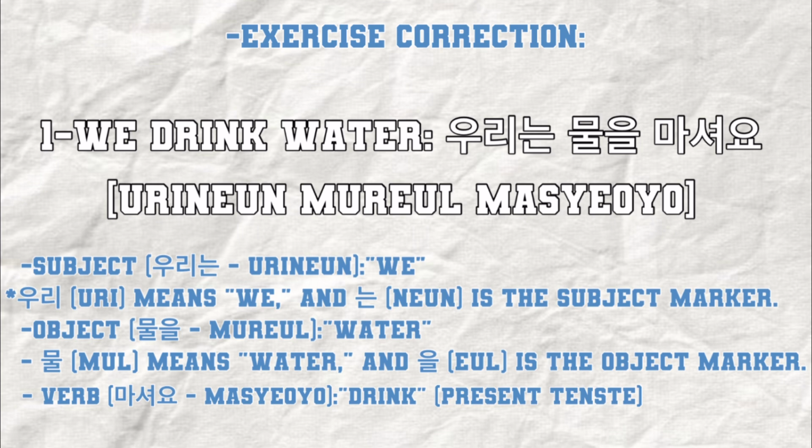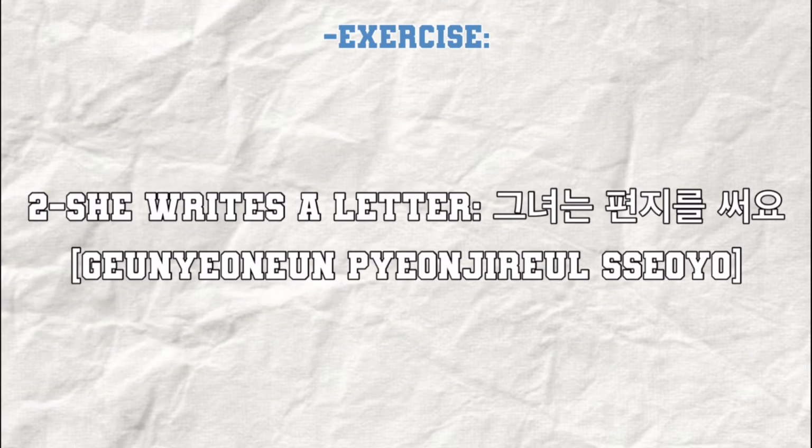So here's the correction to 우리는 물을 마셔요. We have the subject 우리는, 우리 means we, and 는 is the subject marker. Object 물을, 물 means water, and 을 is the object marker. And lastly, the verb 마셔요, which is the verb to drink, 마시다, conjugated in the present tense.